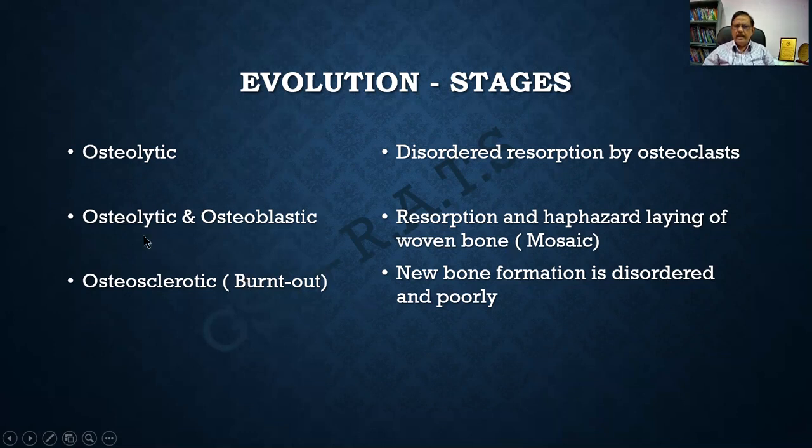The next stage is a combined osteolytic and an osteoblastic stage. There is resorption as well as haphazard laying down of woven bone. Both are there simultaneously, and it produces a mosaic-like picture in the bony tissue. The last one is the osteosclerotic stage, which is almost a burnt out, the end stage. But then the bone that has been formed is disordered and poorly supported. It is prone for fractures. 3 stages, please remember.